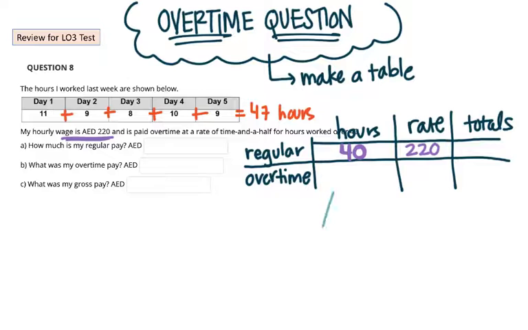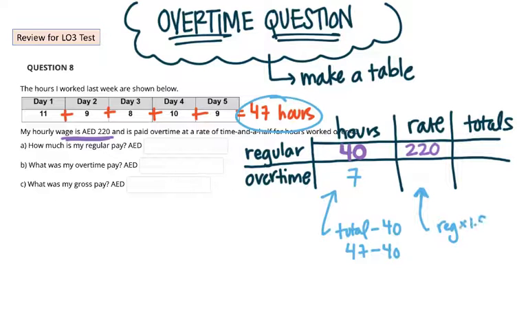Now we have to figure out how many overtime hours. So what you do is you take the total hours and you subtract 40, the regular hours. So the total hours in this case was 47 minus 40. So that means 7 hours were overtime. And then the overtime rate, always, always for this class, you take the regular rate and you multiply by 1.5. So in this case, 220 times 1.5, you'll get 330 dirhams per hour.